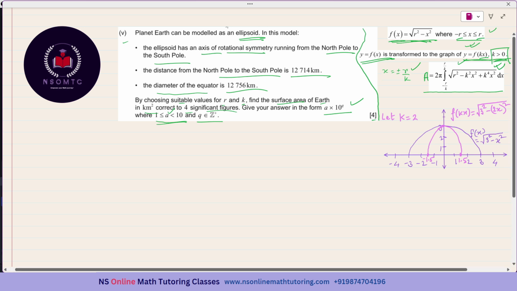F of x equal to square root of r square minus x square. I have taken a specific value of r. That is f of x equal to square root of 3 square minus x square. That means r is equal to 3. X will be ranging between negative 3 to positive 3. So this is negative 3 and this is the positive 3, and this purple colored thing is a semicircle.